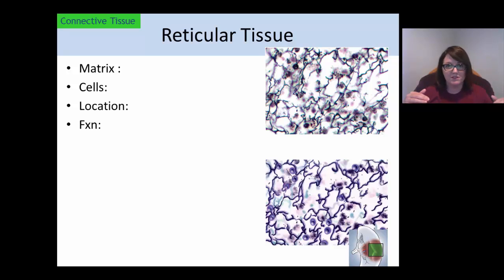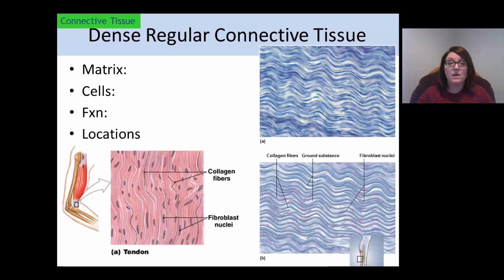You really shouldn't memorize histology based on colors at all because we can use different color dyes for different things. But reticular fibers often stain very dark. Next up is dense regular connective tissue.